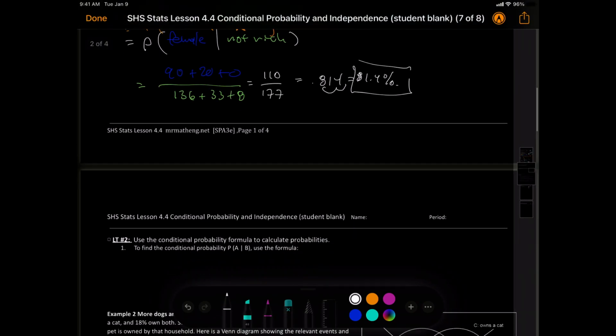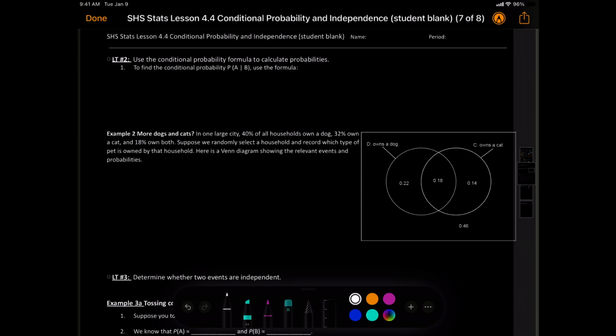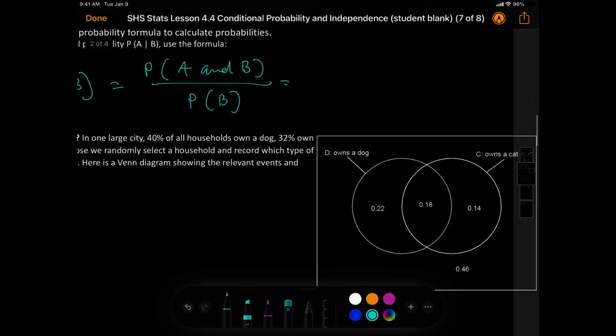All right, let's go on to learning target number 2. Use conditional probability formula to calculate probabilities. So to find the conditional probability, we talked about A given B, use this formula. So start over here. A given B is the probability of A and B over the probability of B. Let me try to highlight this one. Show this in a better way.